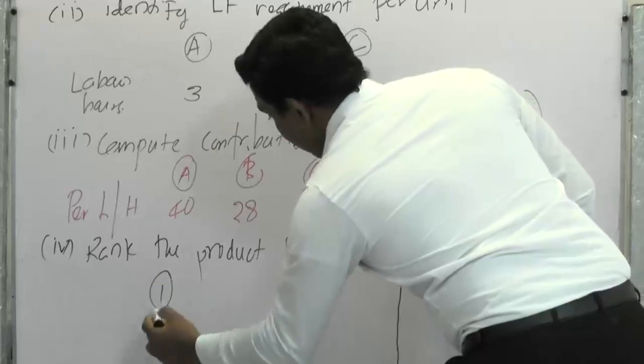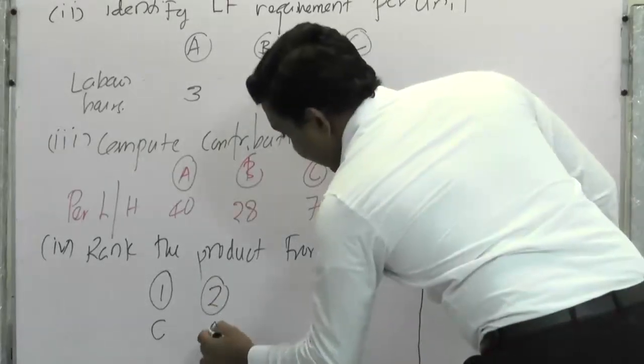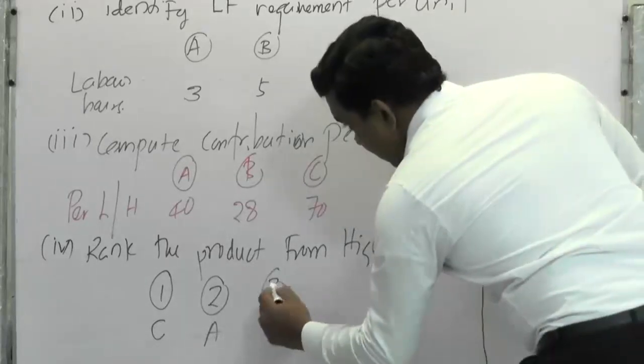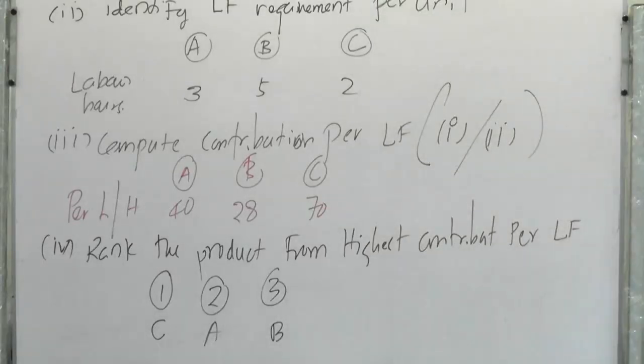Therefore, number 1 will be product C, highest contribution per limiting factor. Number 2 will be product A, 40, next highest, and number 3 will be product B. Therefore, you must first produce product C, then product A, finally product B in order to maximize your profit. Now, based on the rank, you can produce your quantity.